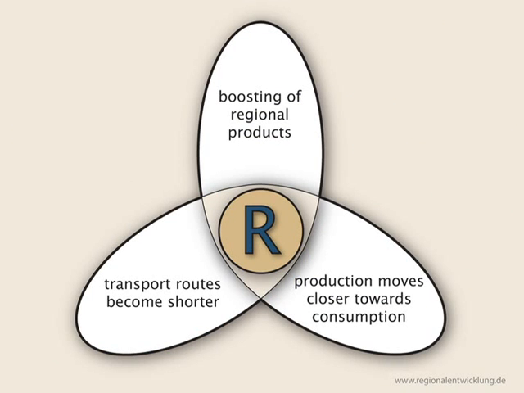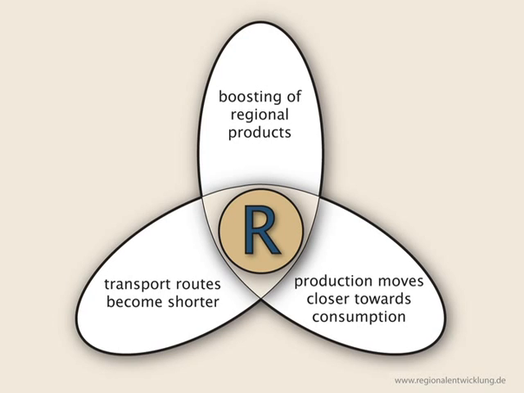Hence, the adoption of regional currencies results in boosting of the regional products and services, shortening of the transport routes and thus protecting the environment. The production moves closer towards consumption, which is relevant to the questions: how are the products we buy being produced? What are the conditions of work and production like? The production process is easier to observe if it is taking place in the geographic proximity than if products are manufactured on the other side of the planet.